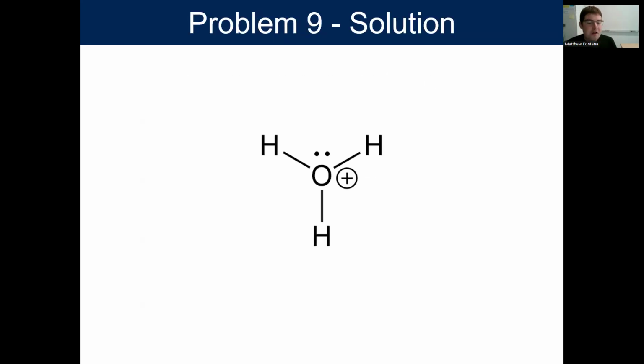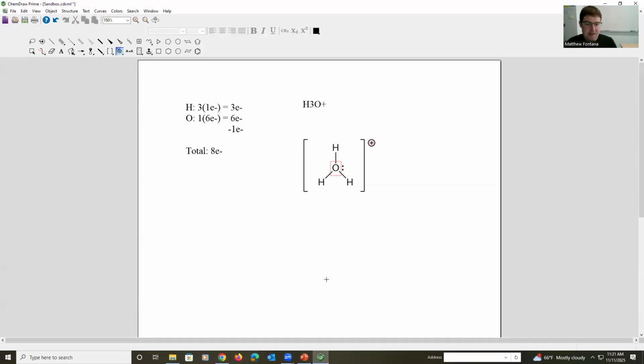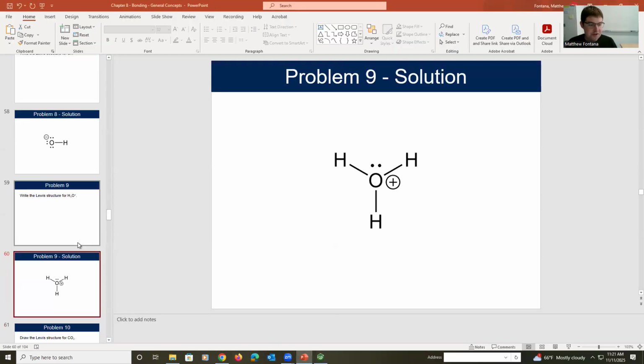So later on, we will talk about something called formal charge. That will come up probably in the next lecture that we do, and that'll explain why the positive formal charge is on the oxygen. But for the purposes of where we are now, all we're good with is just saying that there's going to be a positive charge somewhere on the hydronium cation. Okay. All right, so that concludes that question.